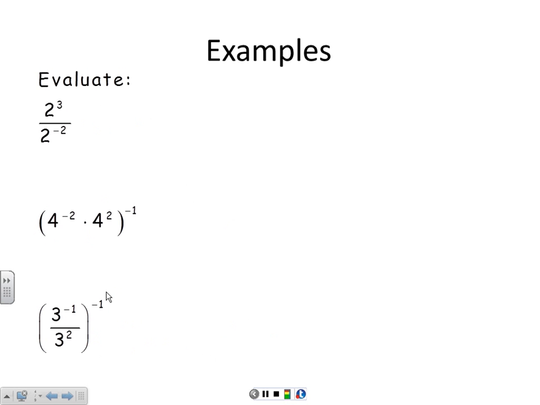Okay, the next one, again, when you divide powers with like bases, you subtract those exponents. So this is going to turn into 2 to the 3 minus negative 2. It's always going to be top minus bottom. So that's going to be 2 to the, because a double negative goes to plus, so 2 to the 5th power. And again, you can put that in your calculator and come up with 32.